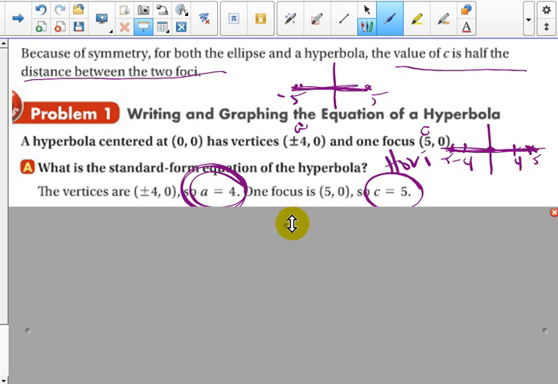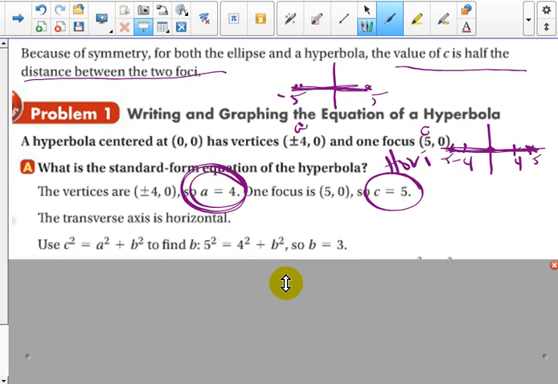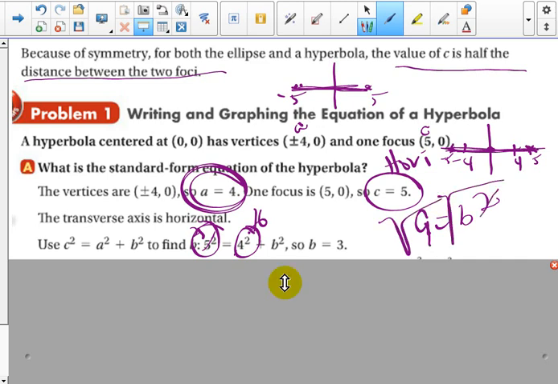Now we have to find B. Remember I said all this is about finding A, B, C? So we're going to plug this into our equation, C squared equal A squared plus B squared, and solve for B. So we have 5 squared equal 4 squared plus B squared, right? So that's 16 from 25. So we end up with 9 equal B squared, and take the square root of each side, and you'll get that B is equal to 3. Okay?